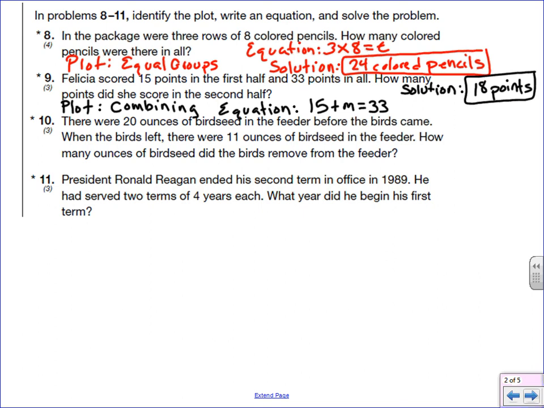Another way to look at that is to solve for one of the addends. You take the sum, and subtract the known addend. So 33 minus 15 would give you 18.